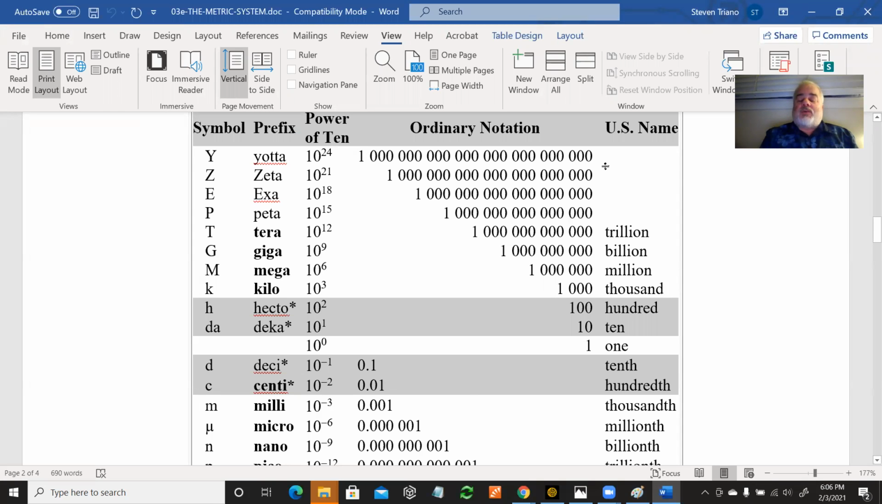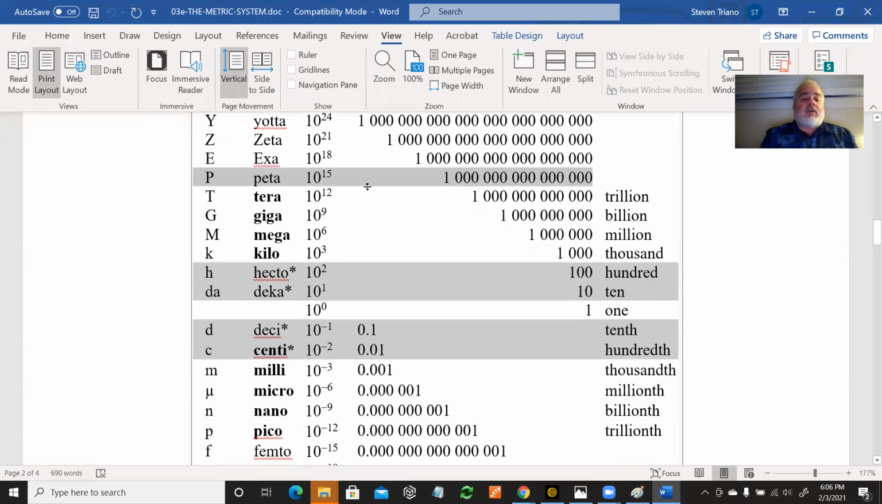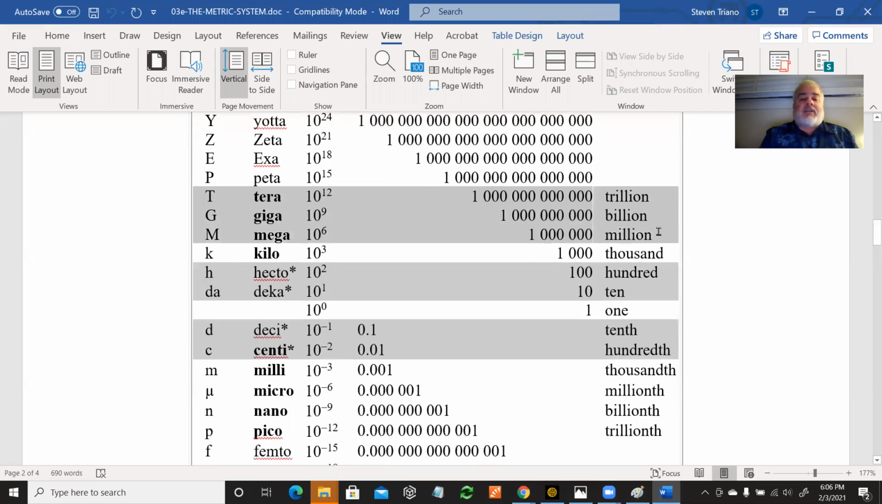1 with 24 zeros. And down the list, zeta, exa, peta, things that you maybe never heard of. Maybe you've heard of peta because of computers, and we hear a report on Google and how many petabytes of data Google stores every day. Tera, you should definitely have heard of that. Terabytes are standard with computer hard drives these days, a terabyte drive. Gigabytes and megabytes. Your cell phone usage, you deal with how many gigabytes of data do I have? How many billion bytes of data do I have? Mega is 1,000,000, kilo is 1,000, etc.